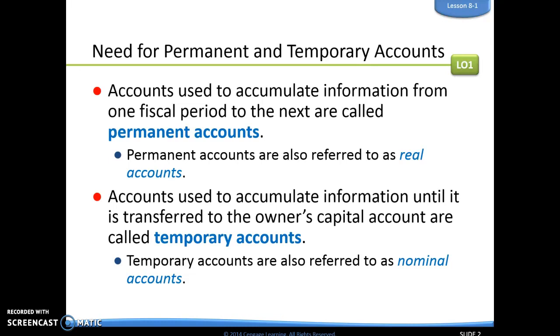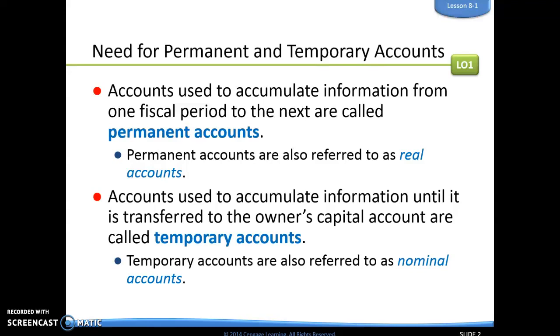First they're going to talk about the difference between a permanent and a temporary account. A permanent account is anything that is used to accumulate information from one fiscal period to the next. So we're going to keep track of it. It's going to be an ongoing thing from one fiscal period to the next. They also could be referred to as real accounts. Temporary accounts then are accounts that are used to accumulate information until it's transferred to the owner's capital accounts.